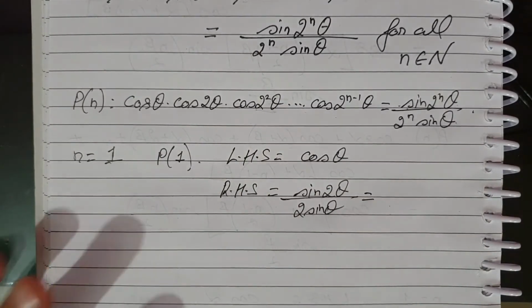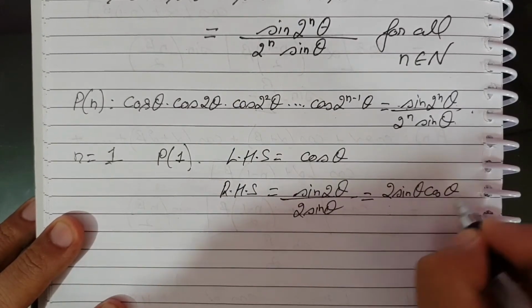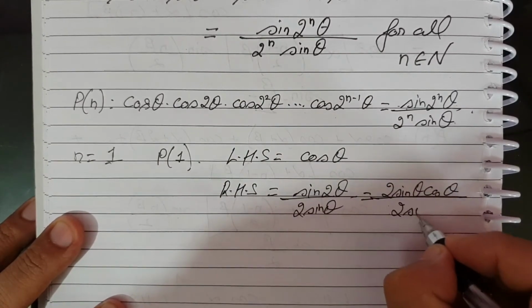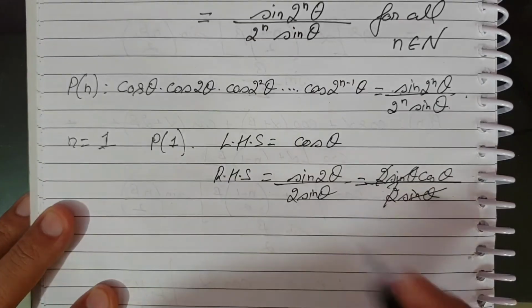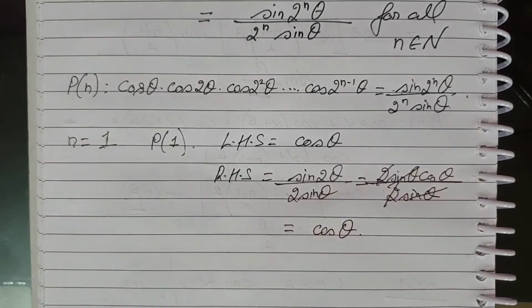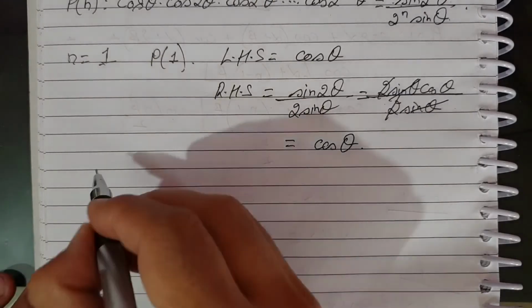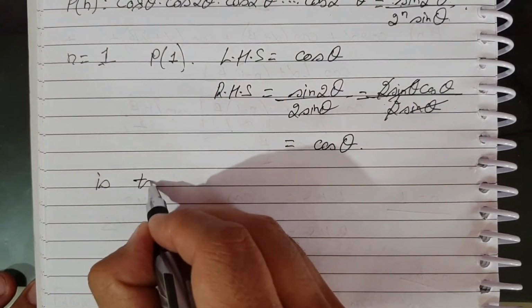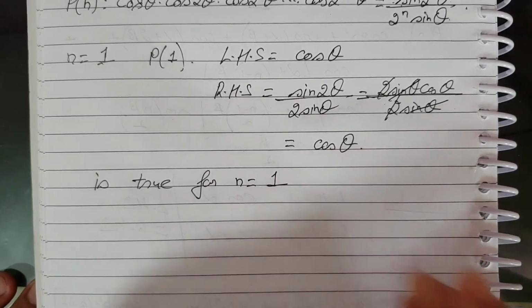Sin 2 theta is what? 2 sin theta cos theta upon 2 sin theta. You cancel these two, sin theta gets cancelled. This is cos theta. You see that LHS is equal to RHS. Hence the statement is true for n equals 1.